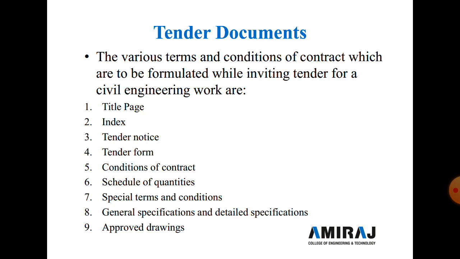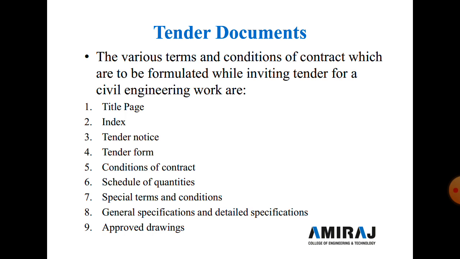Now next we start the tender document. Here are the various terms and conditions of contract which are to be formulated when inviting the tender for any construction work or any civil engineering work. In the tender documents, first is the title page. This title page contains the name of the work, which type of work and at which location are mentioned in the title page.